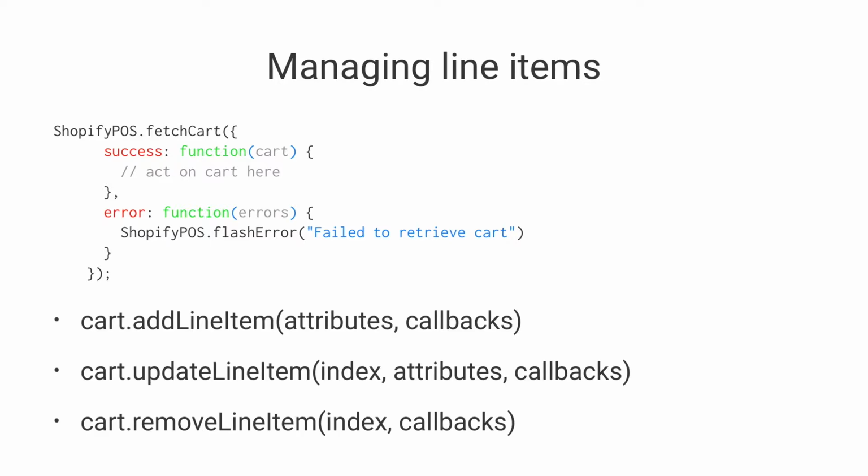In addition to fetching the cart, once you have it, you can act on the cart. So a few of the things you can do would be to add line items. So if you want to add something to the cart that isn't already there, maybe it's a buy one, get one deal, and there's a particular product that they get for free, you can add them using add line item. If you want to adjust the quantity of line item, you can do that using update line item, and remove line item would be to take something out of the cart entirely.